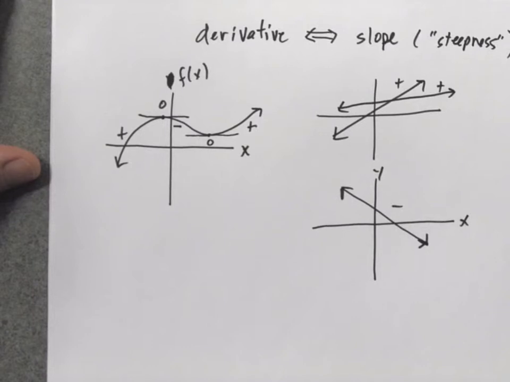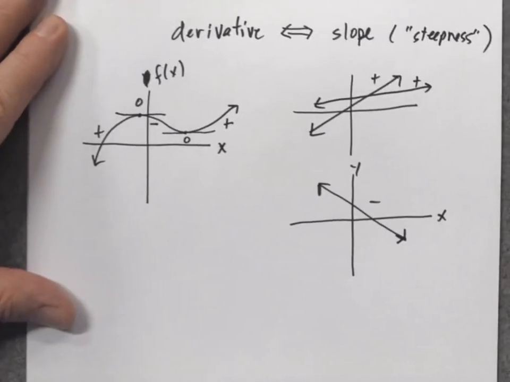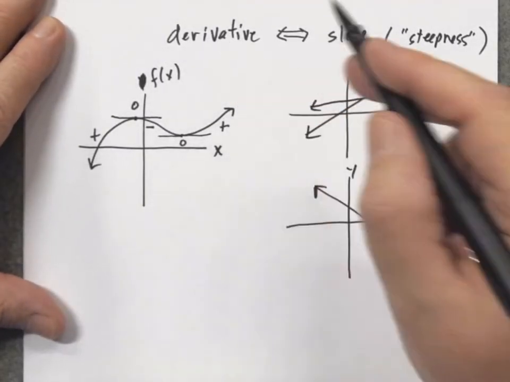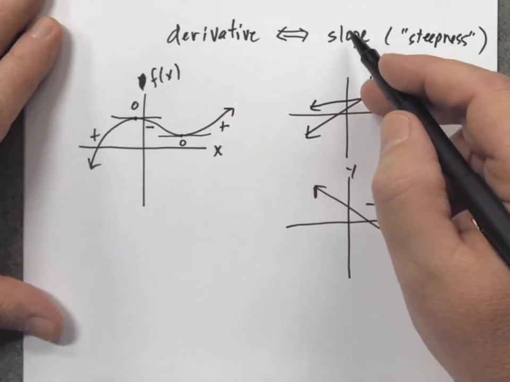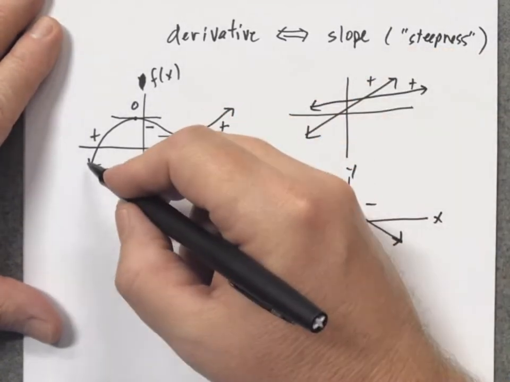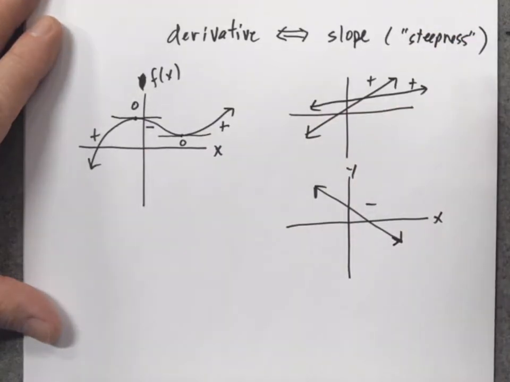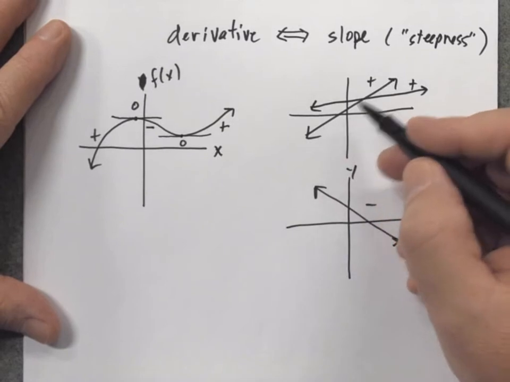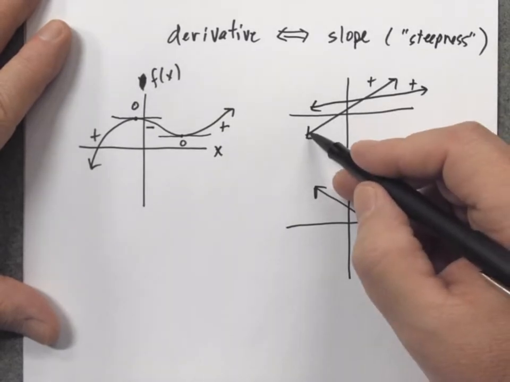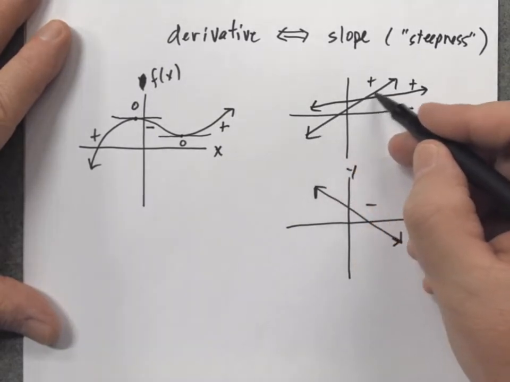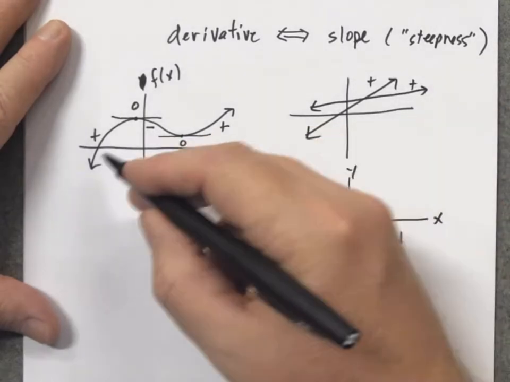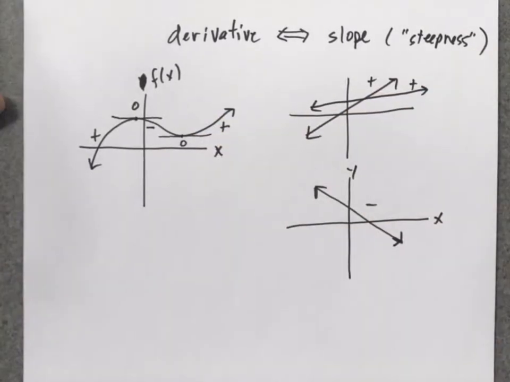So hopefully, once again, this is sort of a review. You can see the idea that a derivative means the same thing as slope. And when we have curves here, the slope is constantly changing. When we were looking at straight lines, the slope of a straight line doesn't change. It's the same the whole time. But here, it's constantly changing.